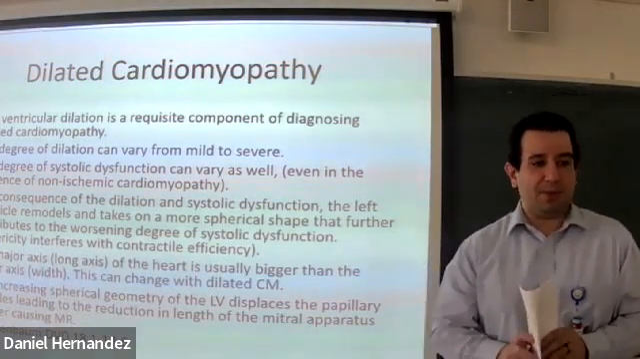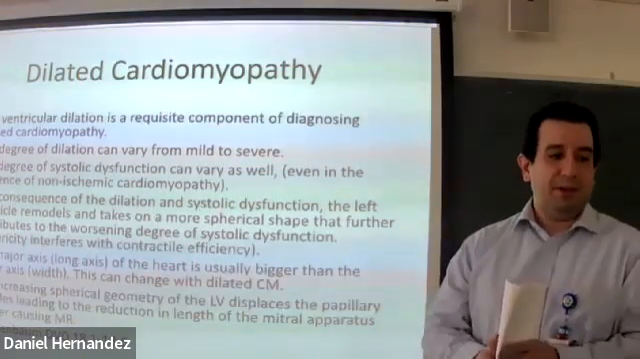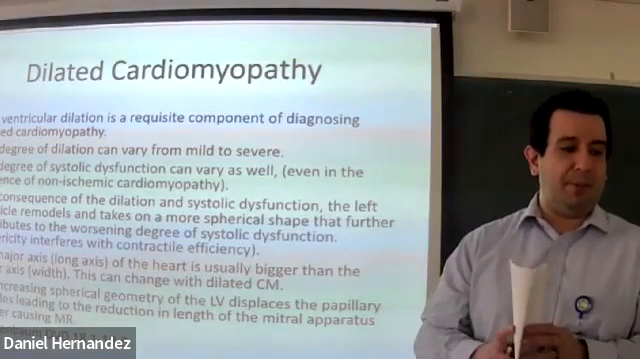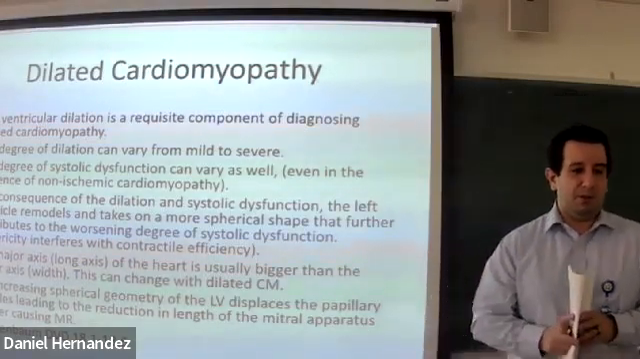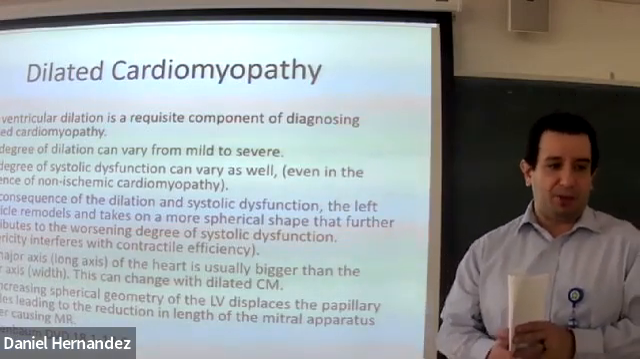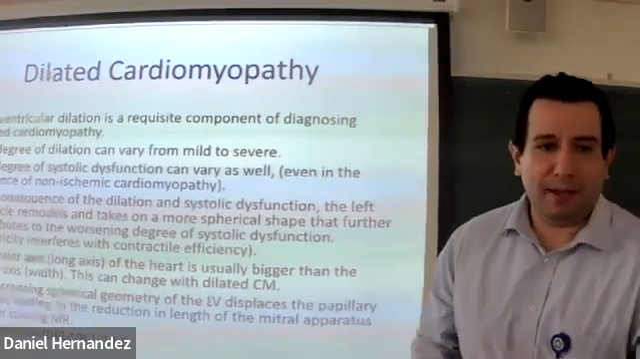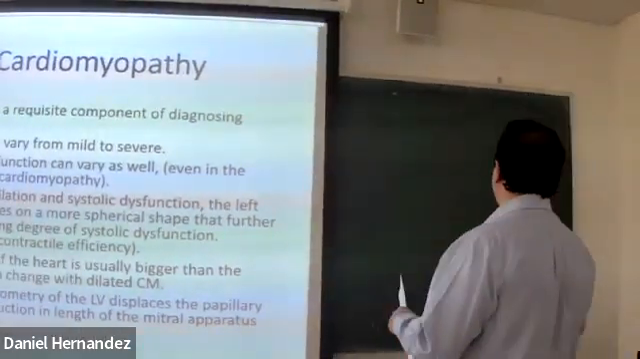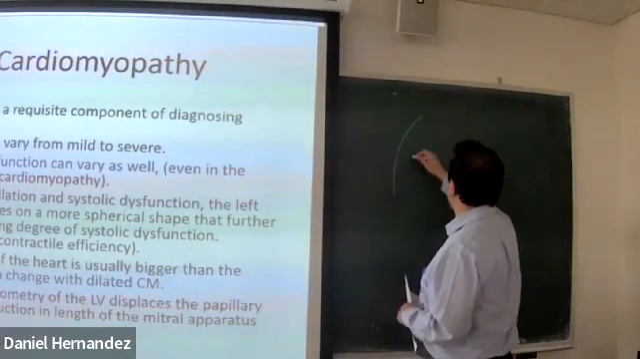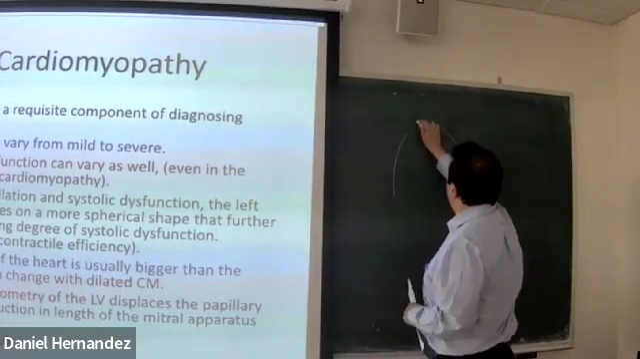That increasing spherical geometry, we said, will also displace those papillary muscles. And this leads to, again, further increasing mitral regurg and a reduction in the length of those chordae that are attached to that mitral apparatus. Again, dilated cardiomyopathy is that big dilated leaky heart. So if we draw our ventricles, they're going to be more spherical in appearance.